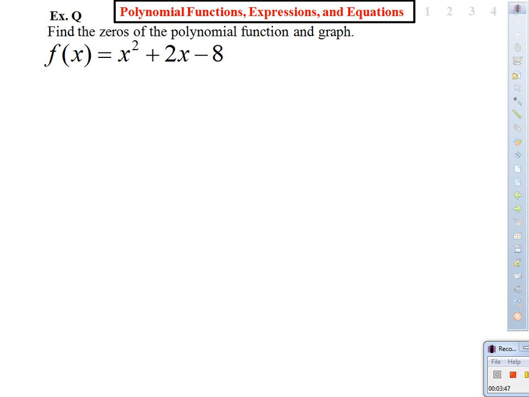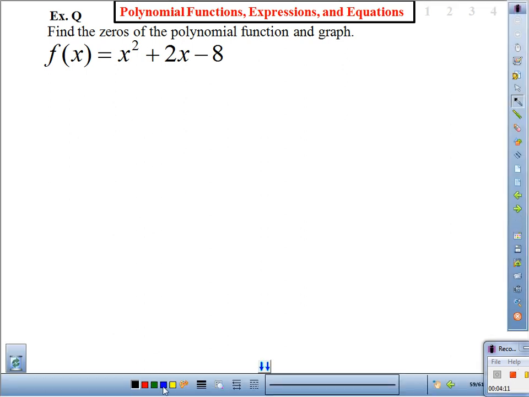Here it goes. What is the first thing we know to do when we're solving these? We need to make it equal to 0. So write everything down. x squared plus 2x minus 8. What did we do the other day in regards to finding our zeros? We needed factors, didn't we? So what do we do here? Factor.